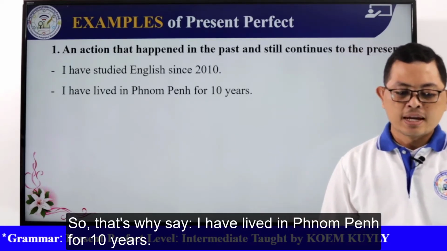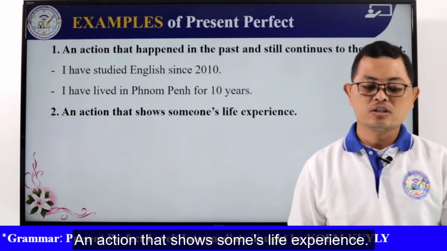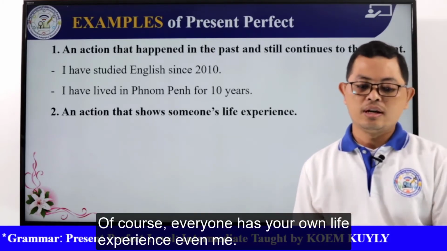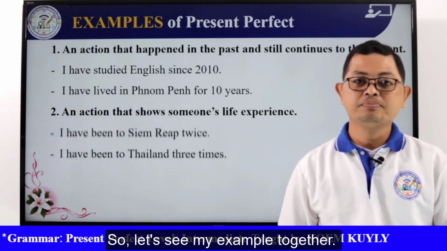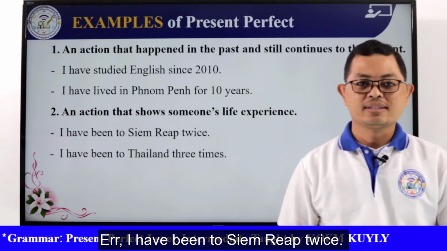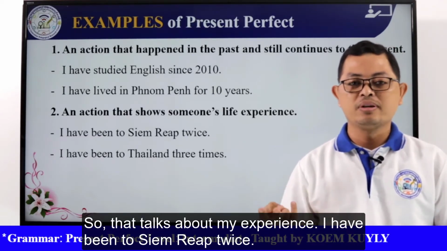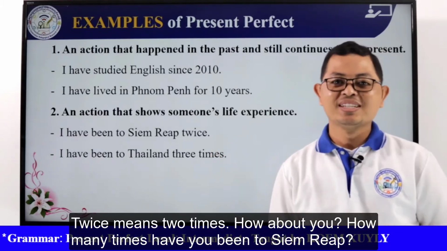And second use, we use present perfect to talk about actions that show someone's life experience. Of course, everyone has their own life experience, even me. So let's see my example together. I have been to Siem Reap twice. Right. So that talks about my experience. I have been to Siem Reap twice. Twice means 2 times. How about you? How many times have you been to Siem Reap?